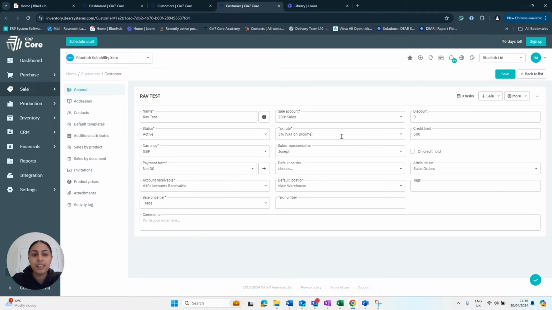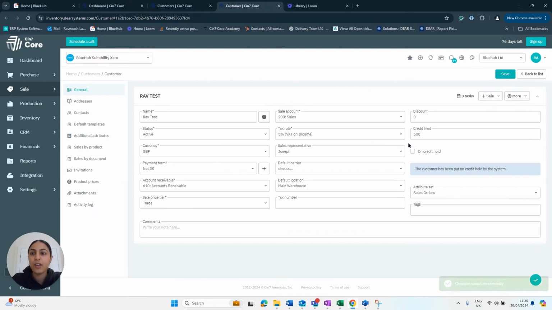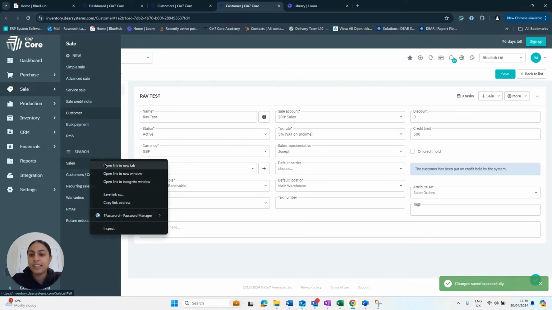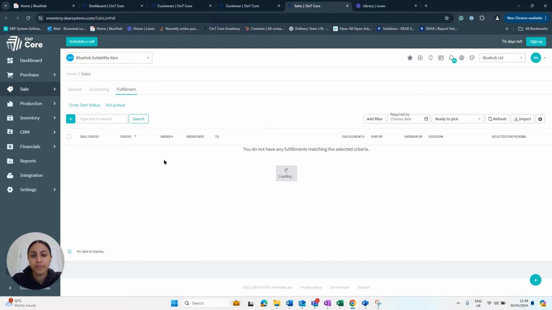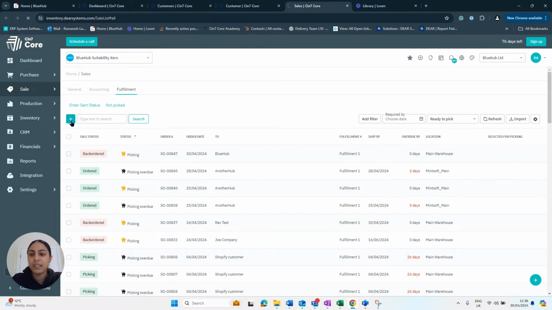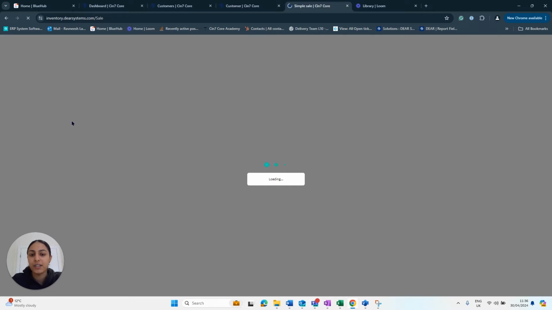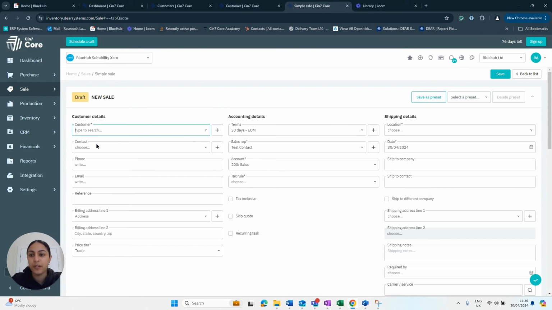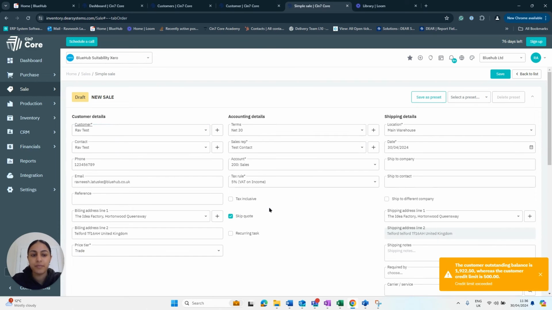What you can also do is have someone have a credit limit like so, and then when you pop a sale on for them that exceeds the amount of the credit limit, you'll get a notification to let you know that they're over the credit limit. So I'll just show you what that looks like now.